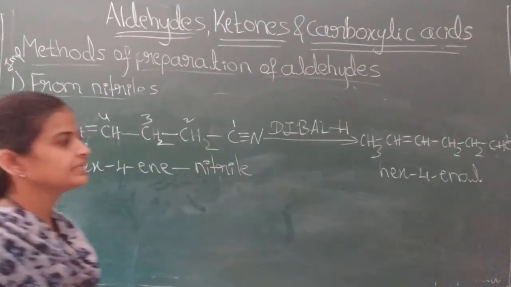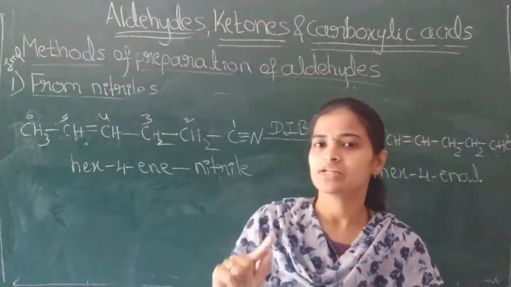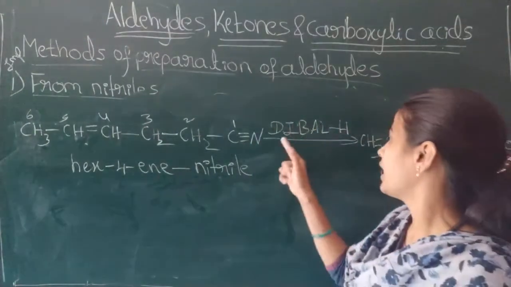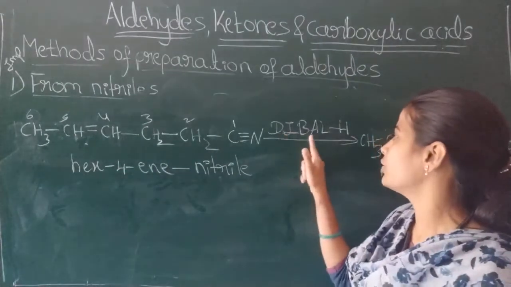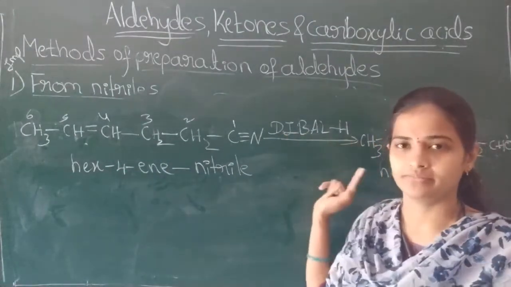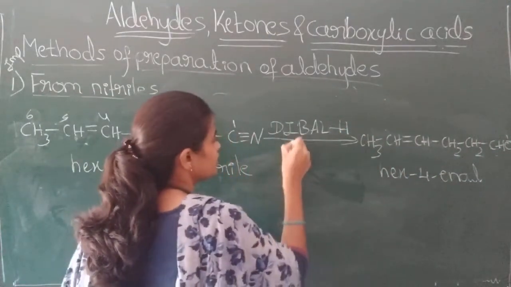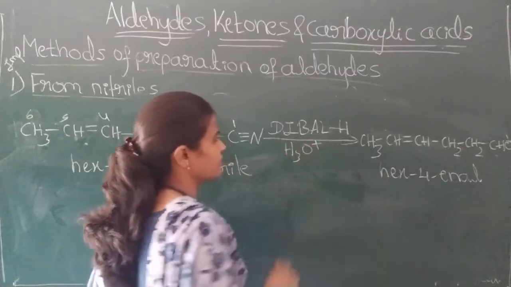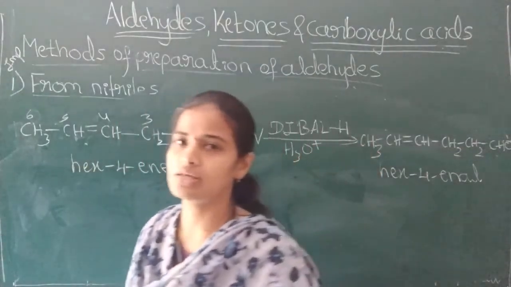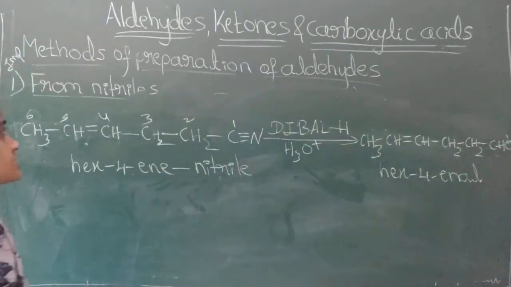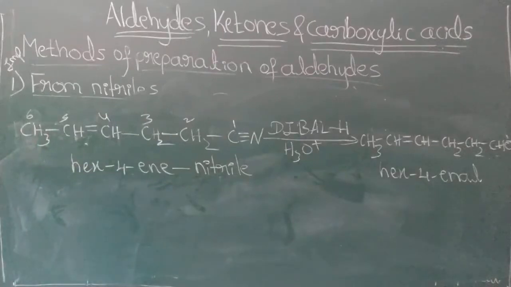Similarly, in this way esters can also be converted into aldehydes by using the reducing agent DIBAL-H. Diisobutyl aluminium hydride is one of the best reducing agents, and it should be followed by acid hydrolysis. Remember, reduction by DIBAL-H followed by acid hydrolysis gives the respective aldehydes. This is how we prepare aldehydes from nitriles.